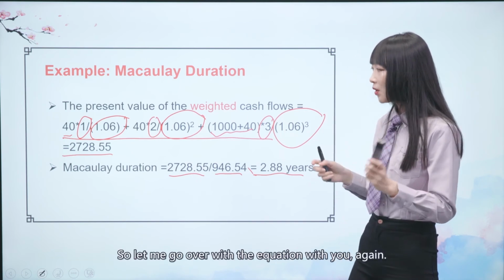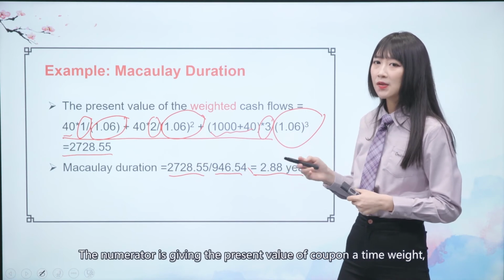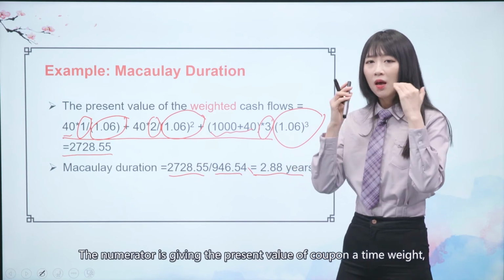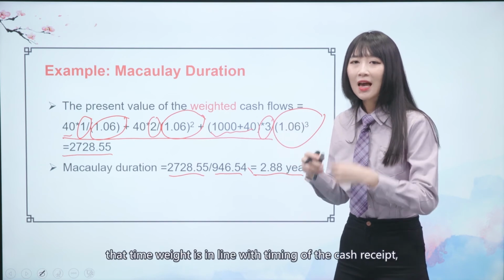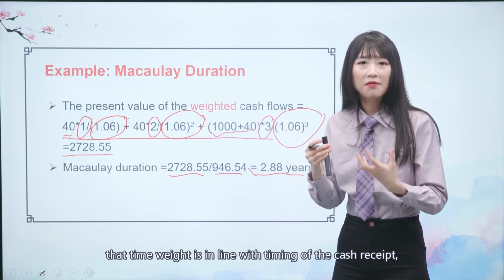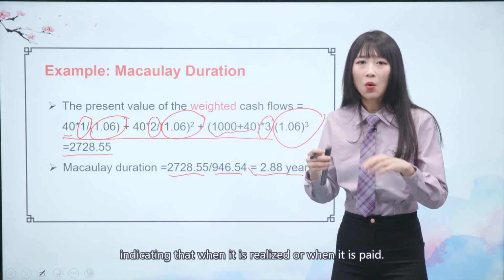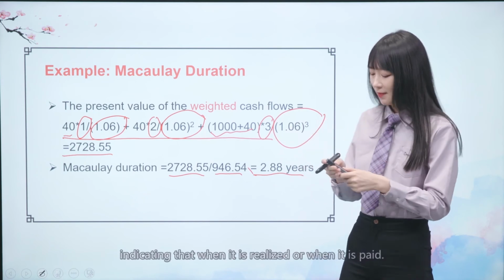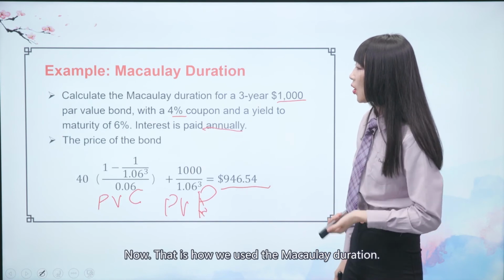So let me go over the equation with you again. The numerator is giving the present value of the coupon times a time weight. That time weight is in line with the timing of the cash receipt, indicating when it is realized or when it is paid. Now, that is how we use the Macaulay duration.